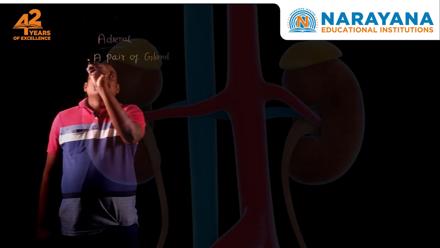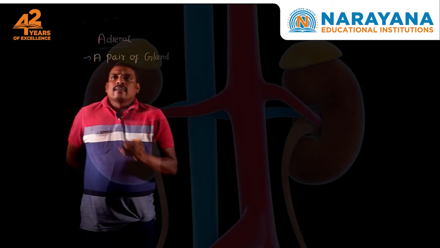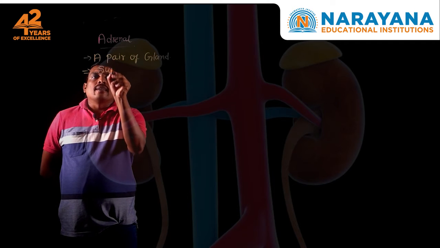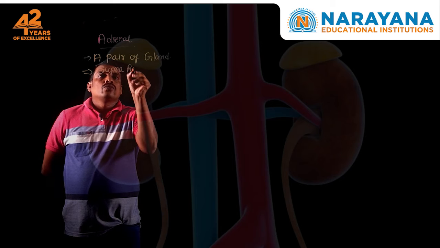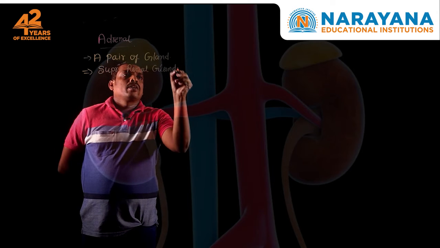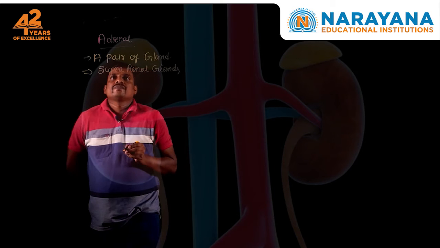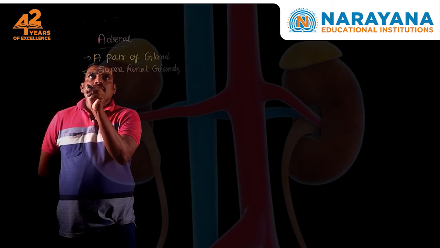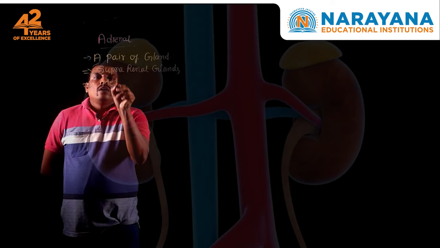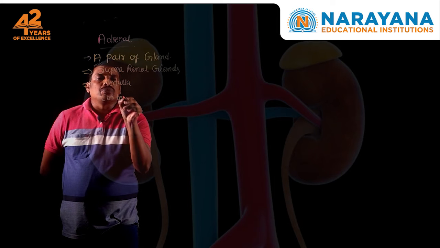On the top of each kidney, there is one adrenal gland present. Adrenal glands are also known as suprarenal glands. Suprarenal glands are present on the top of each kidney, and each adrenal gland is made up of two different types of tissues. They are the adrenal medulla and the cortical tissue, or the cortex tissue.